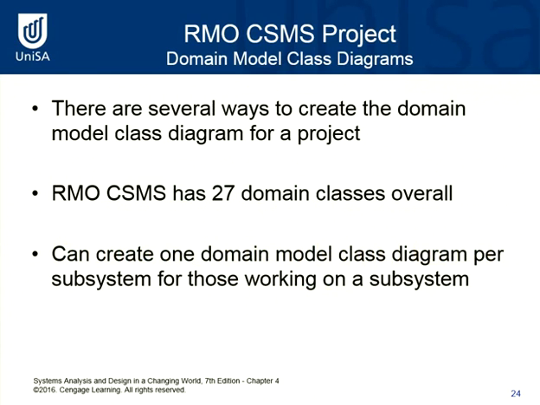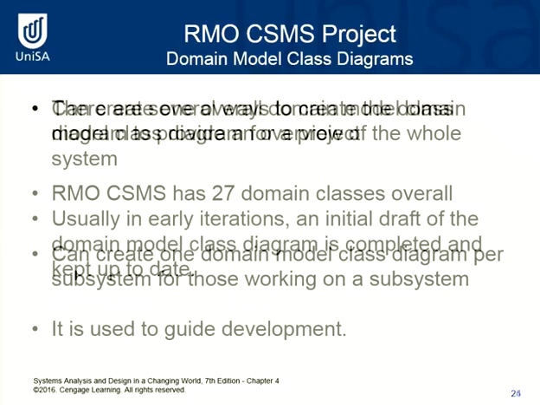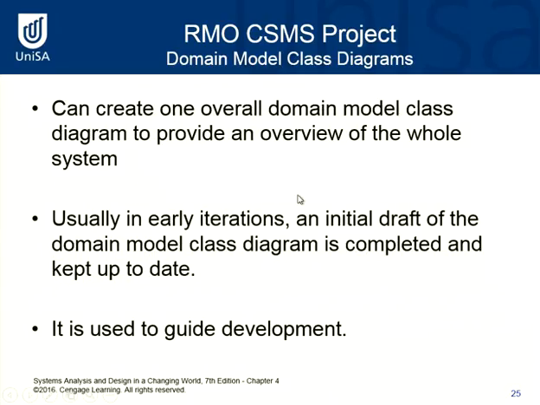So in terms of the RMO CSMS project, you can see in this example it has 27 domain classes overall. You can create one domain model class diagram for each subsystem, or you can create one for the whole system. So you can either split them up or create a whole version, depending on who your audience is and what level of detail you want to show will determine which approach you take.